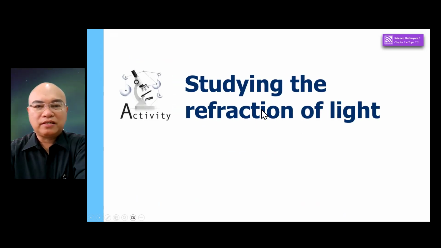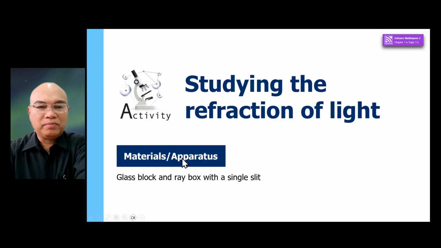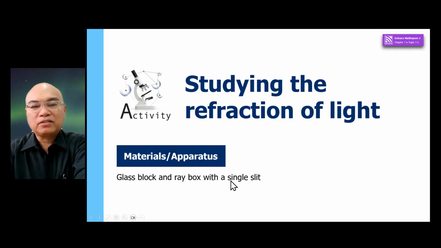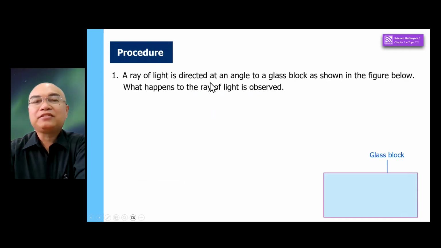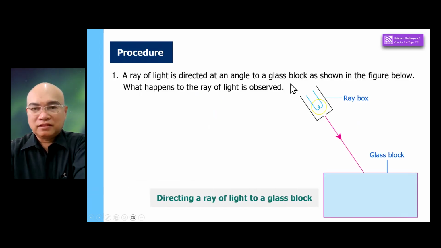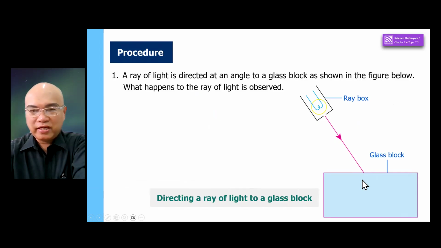Now, you can do this activity. We don't need to do it. Studying the refraction of light, you need materials or apparatus like a glass block and a ray box with a single slit. Now, here's the procedure. A ray of light is directed at an angle to a glass block as shown in the figure below. What happens to the ray of light is observed. Look at this. There's a direction of ray of light to a glass block.